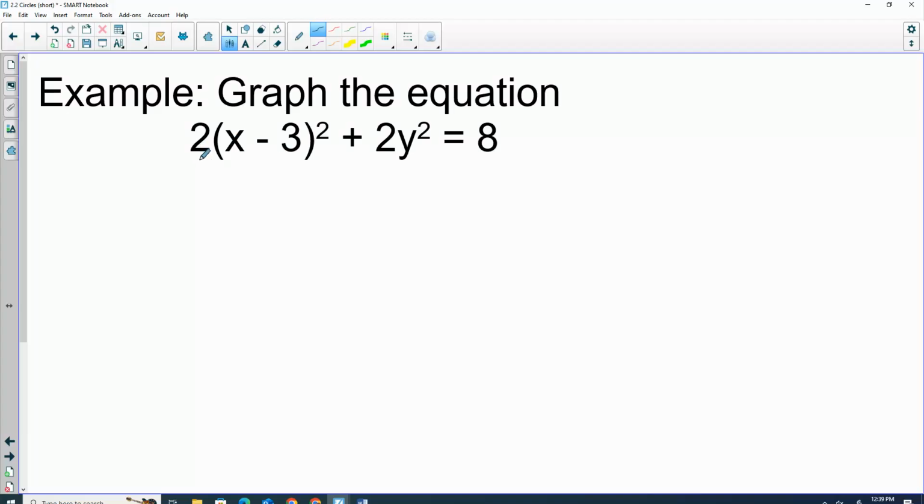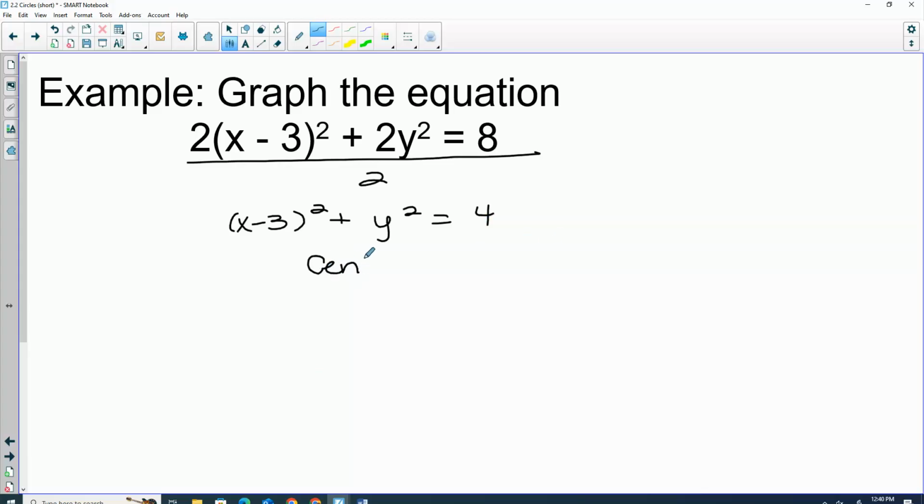There's a 2. The equation of a circle can't have a coefficient, but can I fix it? Yeah, we can just divide everything by 2. So this is x minus 3 squared plus y squared equals 4. What is the center? 3, am I subtracting anything from my y? So it's a 0. My radius. 4 is what? There is my r squared, so the square root of 4 is 2.